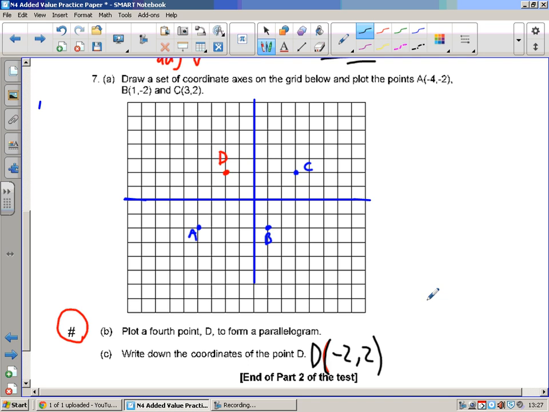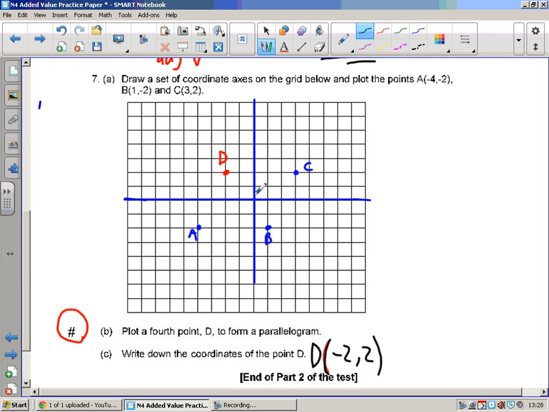Last question, question seven. Draw a set of coordinate axes on the grid below and plot the points A(-4, -2), B(1, -2), and C(3, 2). So negative 4, negative 2. Remember, it's always along, then up or down, guys. So along to negative 4 is 4 to the left: 1, 2, 3, 4. And then negative 2 is 2 down: 1, 2. Put a dot, put the letter next to it. You've got to put the letter next to it.